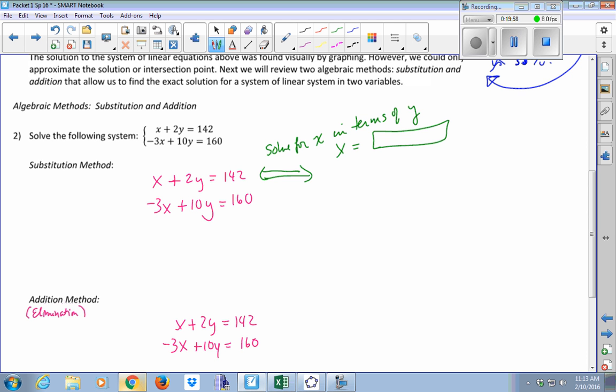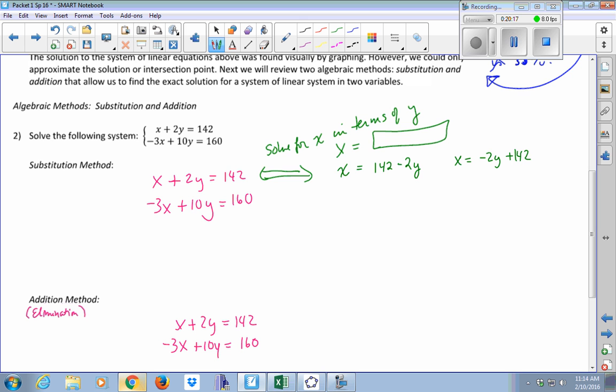So to do that, I have to subtract 2y away from both sides. So that leaves me x on the left side and 142 minus 2y on the right side. Now you can either write it like that or you can write it like this. It doesn't matter which way you represent that right side.